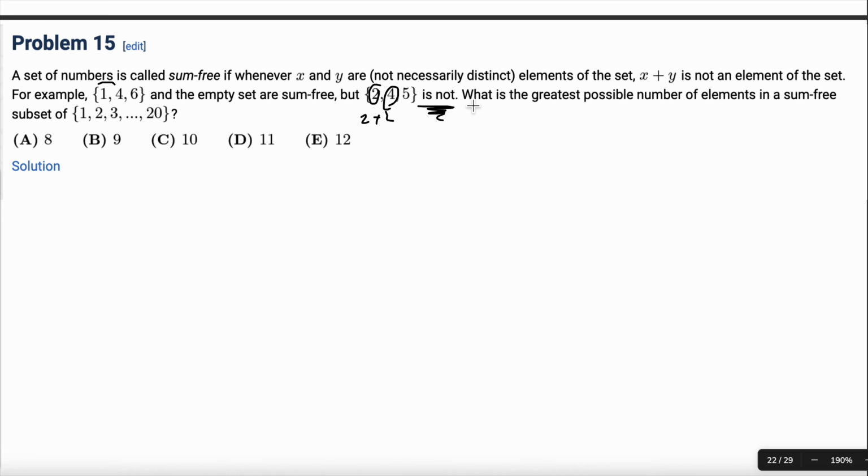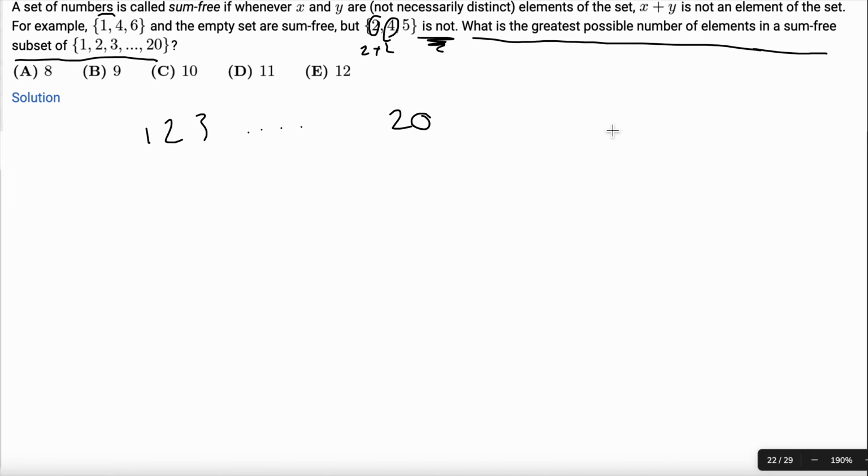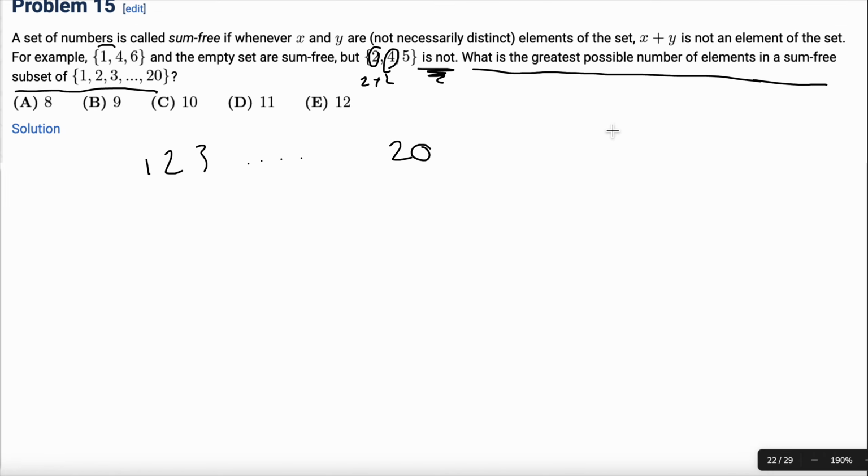We want to find the greatest possible number of elements in a sum-free subset of 1 to 20. So we're basically just using 1, 2, 3 all the way up until 20 to construct the maximum possible sum-free subset. I'm going to warn you that right now my solution's a sort of fake solve, but it did work on the test, and it's still good logic. So basically, I just started off playing around with a few sets and figuring out what I can have.